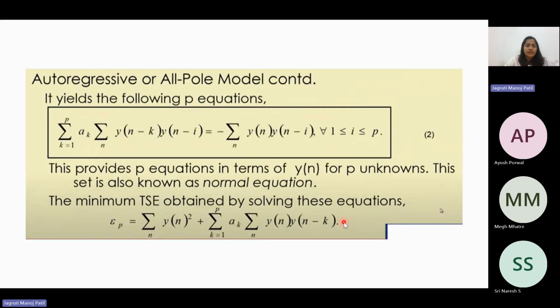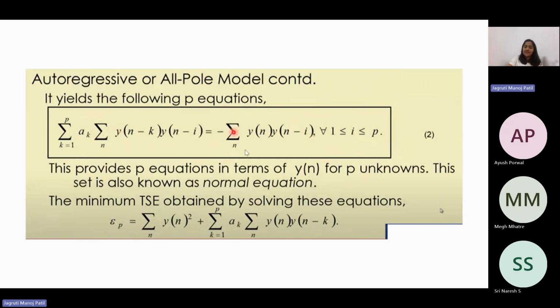So it yields the following p equations. You add summations here and there, where you have the present output with respect to the past output. Similarly, you have this coefficient, so we added summations here and there. So now we have the equation in y of n for these p unknowns, for the unknown order, since we do not know what the order of the sequence would be. This set is also known as the normal equation.